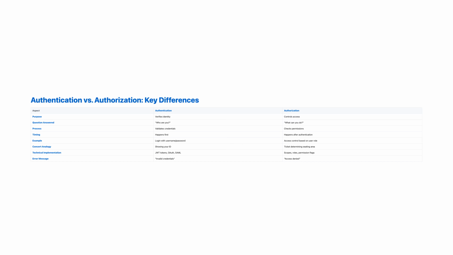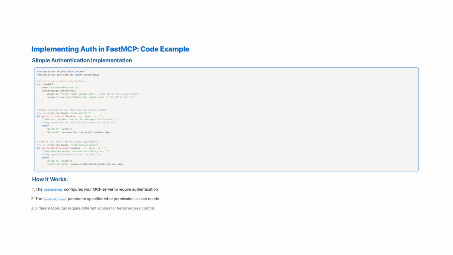Oh, so authentication is about identity, and authorization is about permissions. That makes sense. So how do I actually implement this in my weather service? Is it complicated? Not at all. Here's a simple example. You just need to add auth settings when creating your FastMCP server. Something like app = FastMCP(name="secure-weather-service", auth_settings=AuthSettings(issuer_url="https://auth.example.com")). With that one change, your server now requires proper authentication tokens.